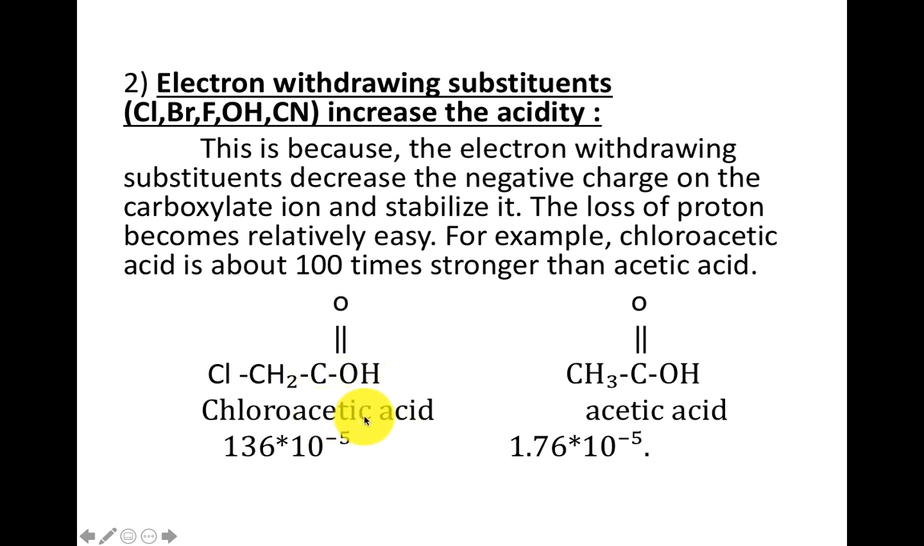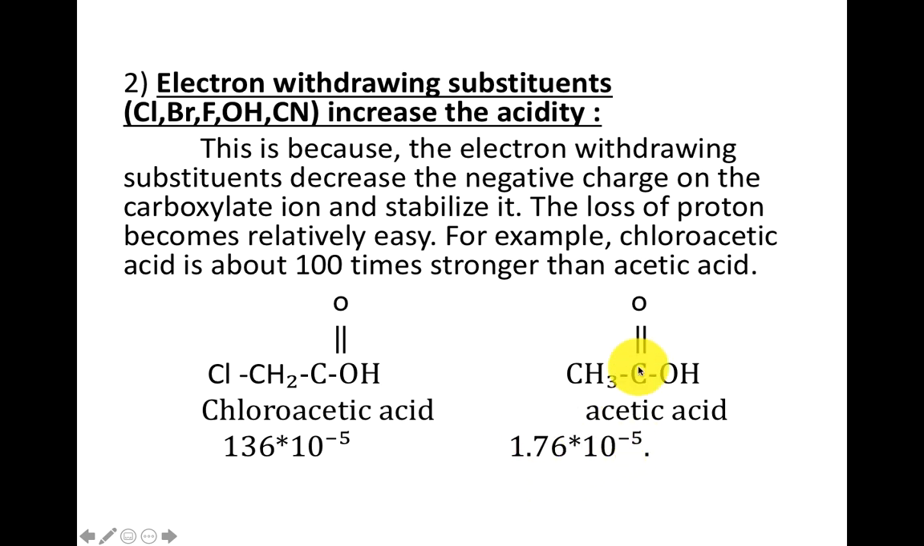See here, chloroacetic acid and this is known as the acetic acid. Since chlorine is more electronegative, or this is known as electron withdrawing group, this is more acidic in nature. But here alkyl group is electron donating in nature and hence it is weakly acidic in nature. So, if you are comparing the Ka values also, it is giving the same value. See here, 136 into 10 power minus 5. This is the Ka value of chloroacetic acid. And here this is 1.76 into 10 power minus 5.